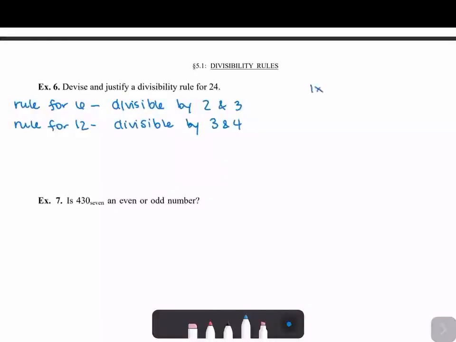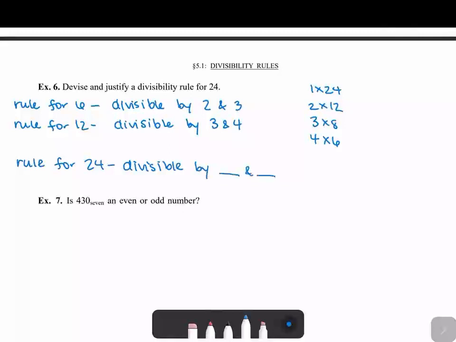So we can do 1 times 24, we can do 2 times 12, 3 times 8, and 4 times 6, and then we start repeating: 6 times 4, 8 times 3, and so on. Okay, so we're trying to get this to be a similar pattern. We are trying to make a rule for 24. We want something to be divisible by 24 if it's divisible by one number and another number. Okay, so 1 and 24. So a number is divisible by 24 if it's divisible by 1 and 24.